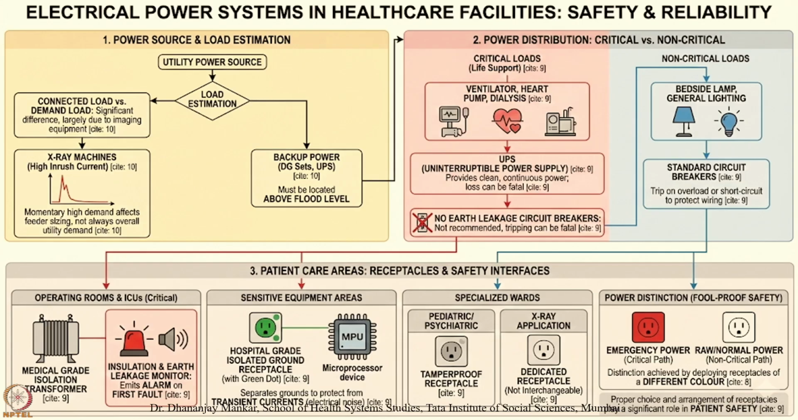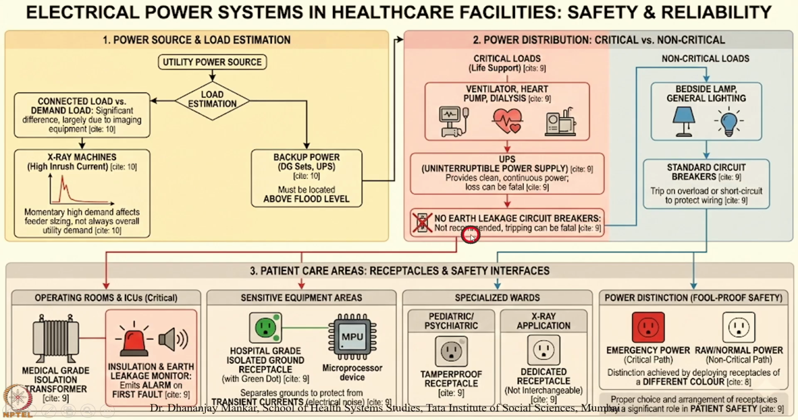Now, this figure is giving you clarity on the electrical power system in healthcare facilities, safety and reliability. The first part is the power source and load estimation, which is being seen: load estimation, power backup, that is DG sets and UPS, and connected loads, that is with respect to demand load. Here is the power distribution for critical versus non-critical loads, where non-critical loads are bedside lamps, general lighting and standard circuit breakers, while the critical load is more towards the ventilator, heart pump and dialysis, and the uninterruptible power supply provides clean continuous power, and if it is lost it can lead to fatal issues.